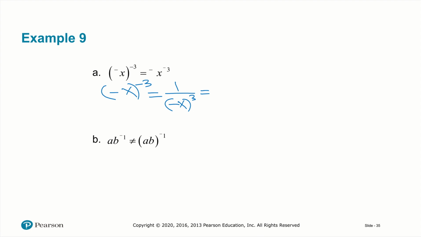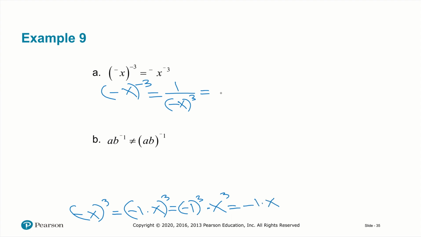Now, remember, when you have negative x and you cube it, that's like saying negative 1 times x cubed. So it's negative 1 cubed times x cubed, right? But remember, negative 1 raised to an odd power is negative 1. So that's like negative 1 times x cubed, which you can just write as negative x cubed, right? So we get 1 over negative x cubed, which we can write more cleanly by putting the negative on the side and saying that's negative 1 over x cubed, okay?